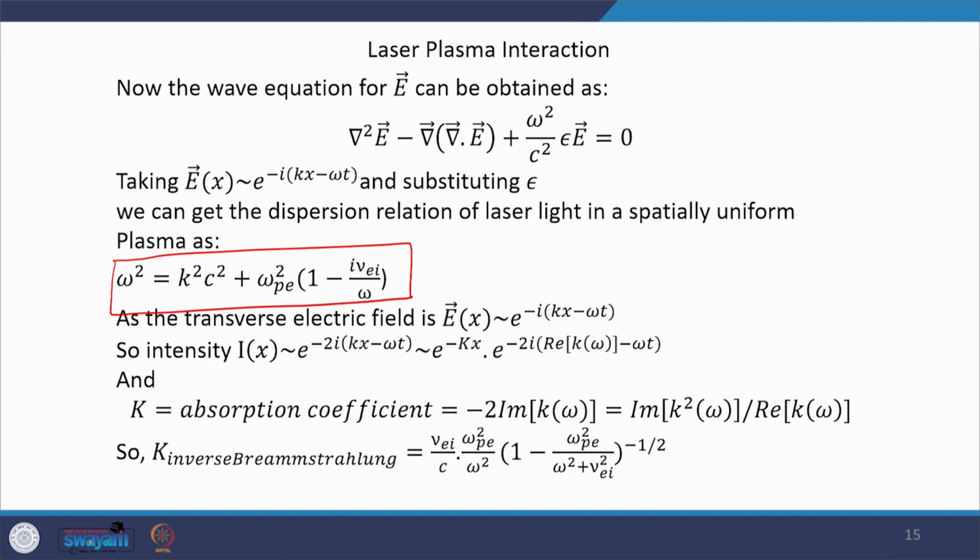Now we know that the refractive index has two parts, one is the real refractive index and the other is the complex refractive index. This complex refractive index is responsible for the absorption of light, and kappa, the absorption coefficient, will be minus twice the imaginary part of the propagation constant k(omega). Using this, we can find the absorption coefficient for the inverse Bremsstrahlung process, where c is the velocity of light, described by this equation, which is important because after generation of the plasma, the laser light will be obstructed, or blocked, by the plasma.